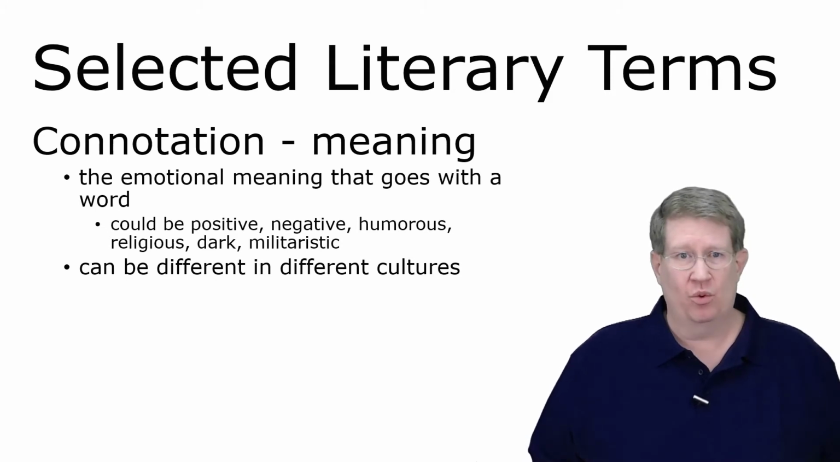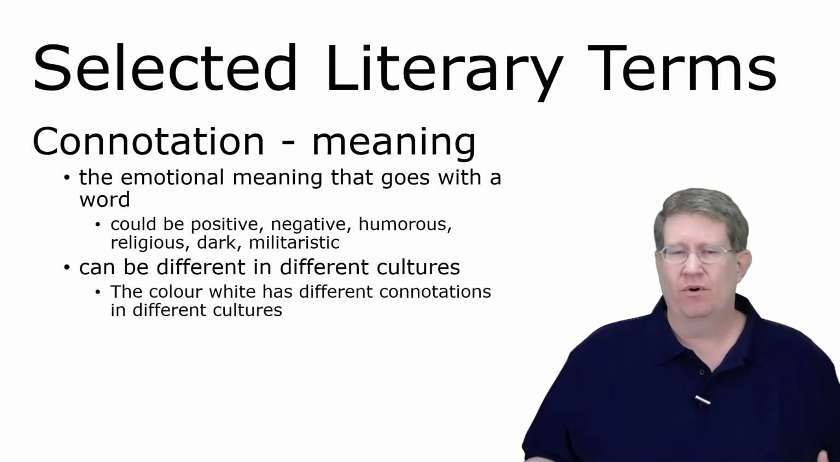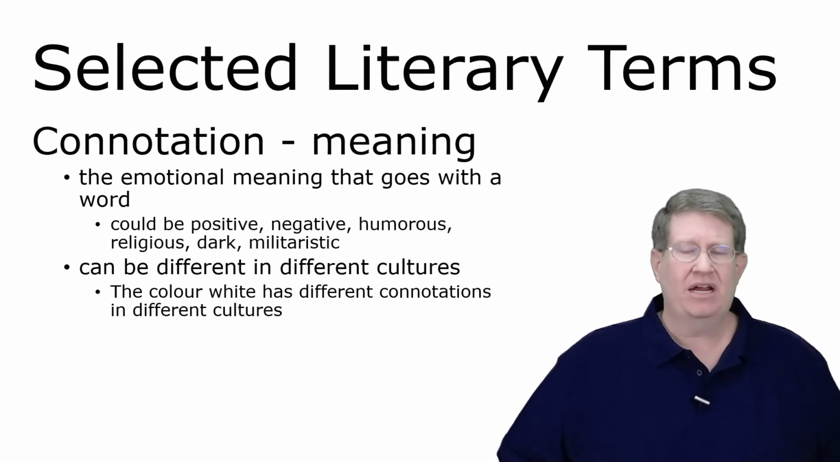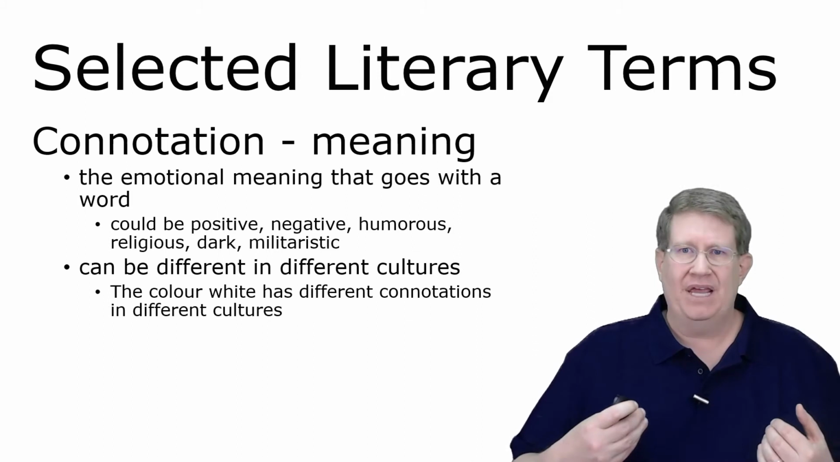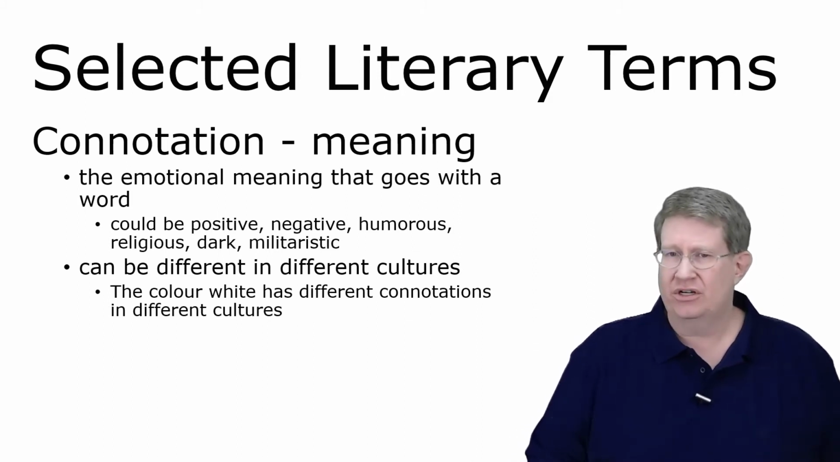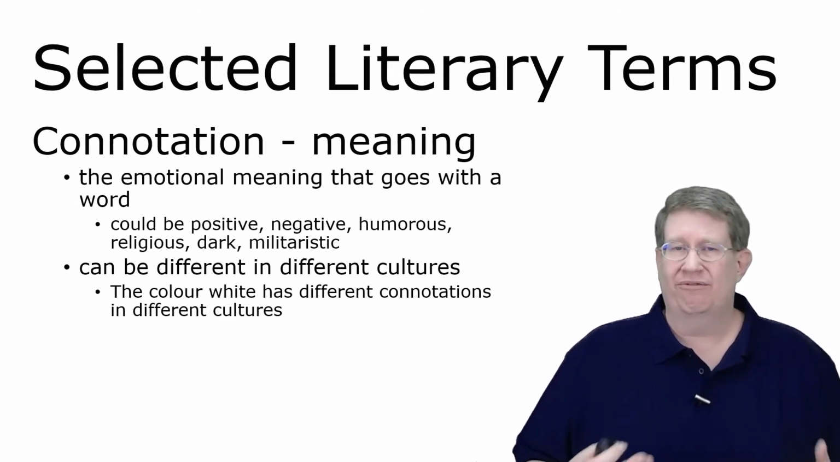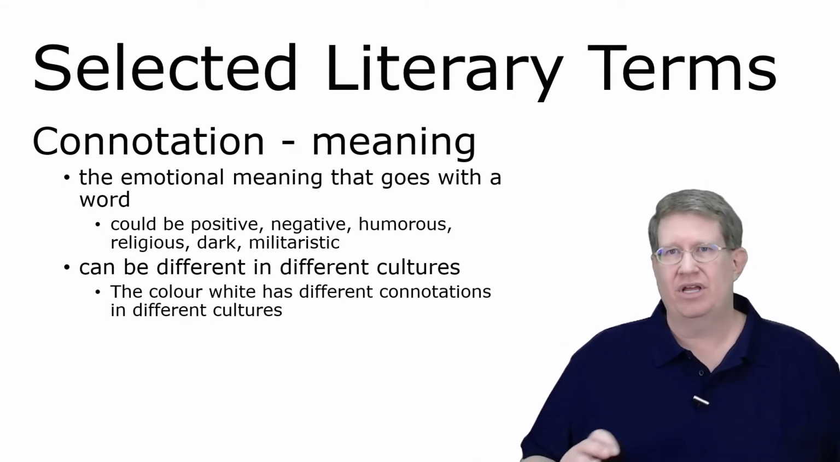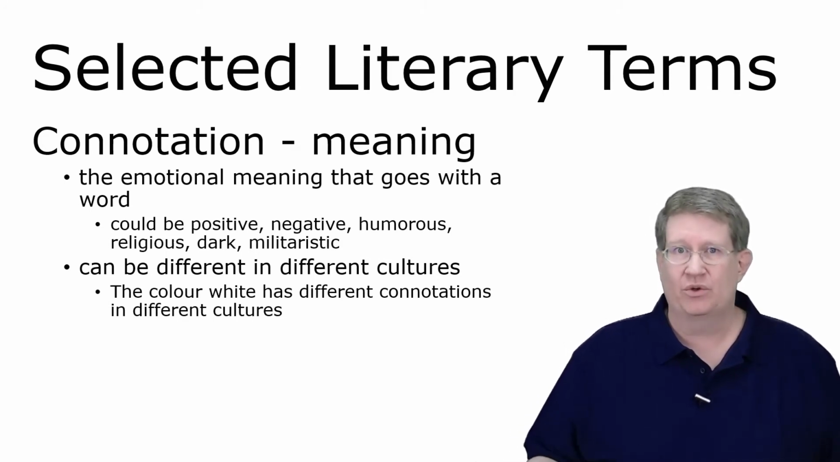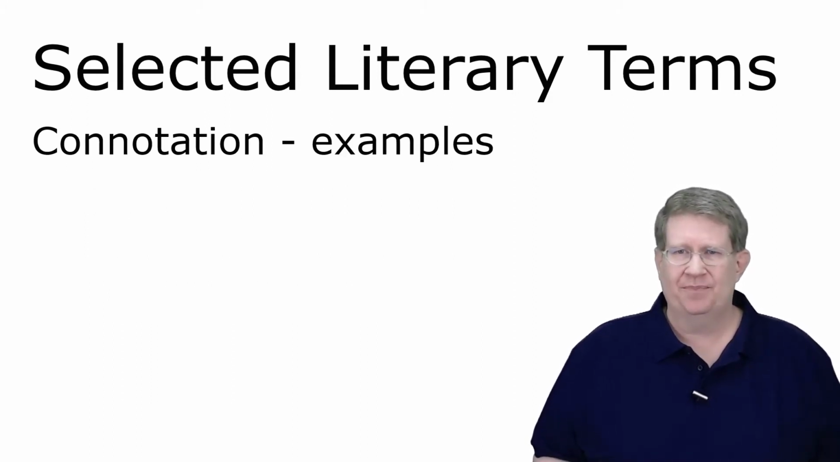And these connotations, these feelings that go with words, can be very different in different cultures. So for example, the color white has different connotations in different cultures. In my culture, it means something that's pure and clean and new. In some Asian cultures, white is the color of death. In my culture, the color of death is black. So connotation is very culture specific. It depends what part of the world that we are from. Let's take a look at some examples.